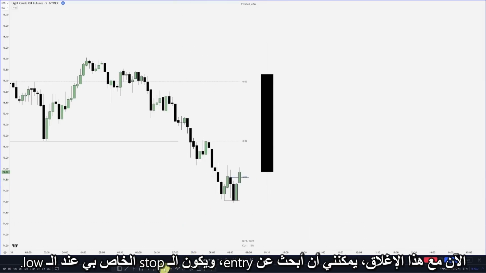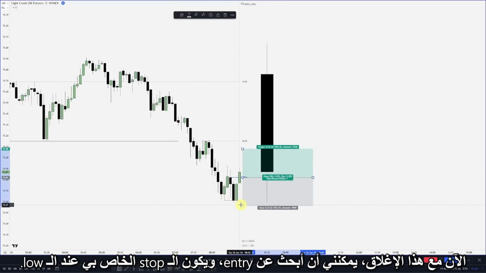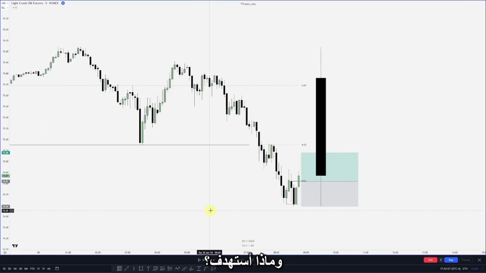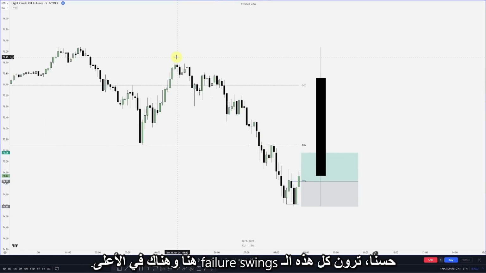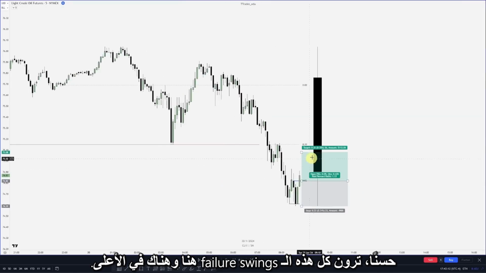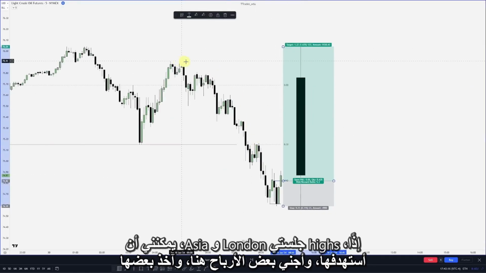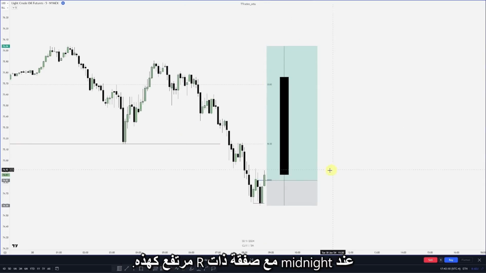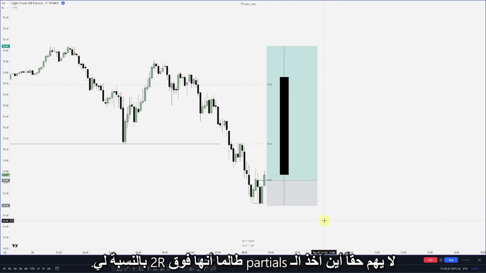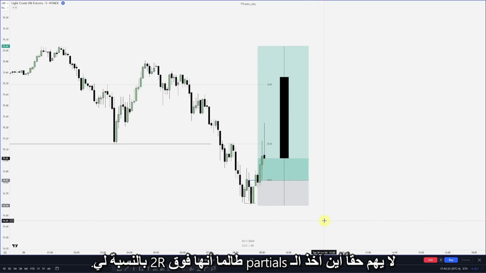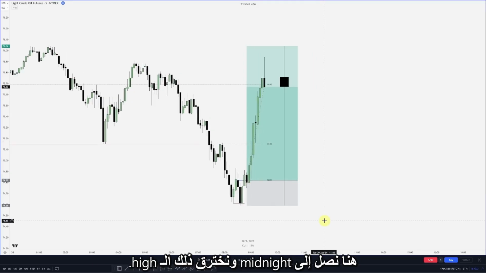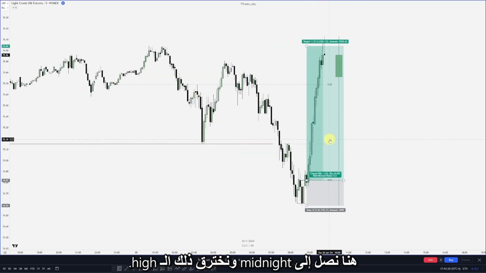Now with this close over, I can look to take an entry, my stop on the low. And what am I targeting? Well, you see all these failure swings here and up there. So London and Asia highs. I could look to target there, take some off here, take some off at midnight. With such a high R trade, it doesn't really matter where I take partials as long as it's over 2R for me. So here we hit midnight and we run through that high there.